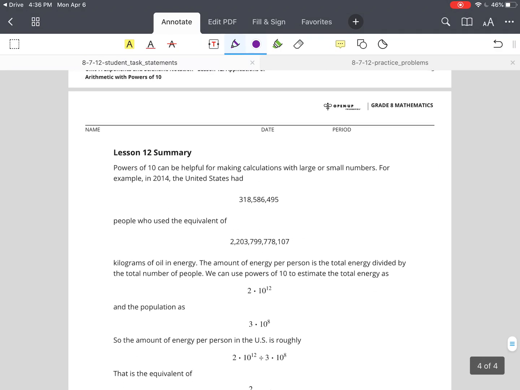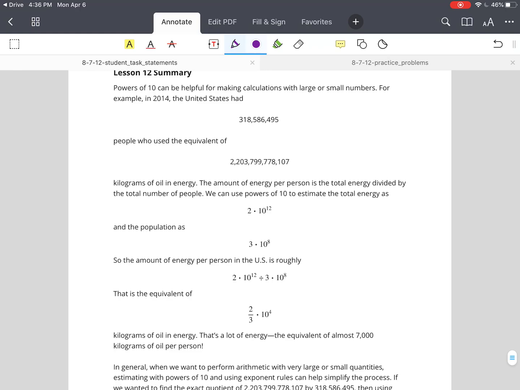Powers of 10 can be helpful in making calculations with large or small numbers. For example, in 2014, the United States had 318,586,495 people who use the equivalent of 2,203,799,778,107 kilograms of oil in energy. It's a lot of oil.